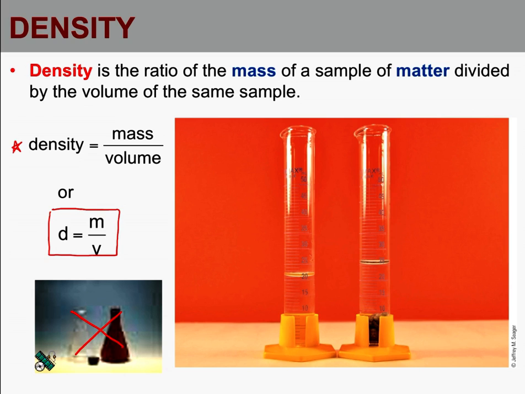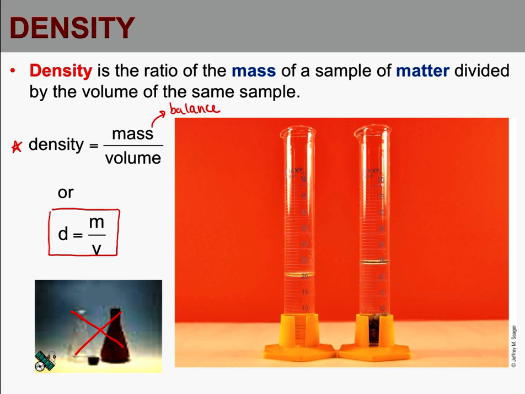Now, we talked about how to measure mass before. So if we want to measure mass, we just use a balance. But how do we determine the volume of an object? One way is to use a ruler and figure out the length of the object, and then we can use an equation for volume to determine that object's volume.